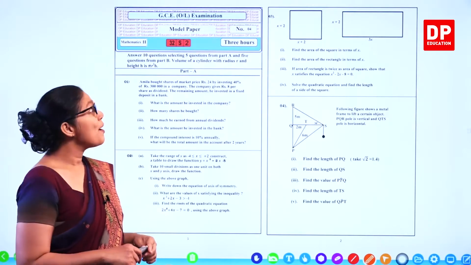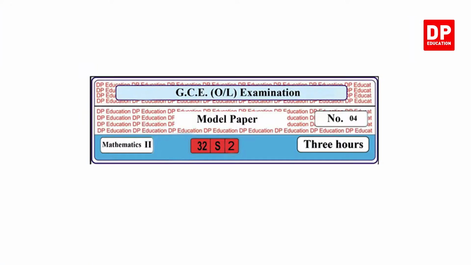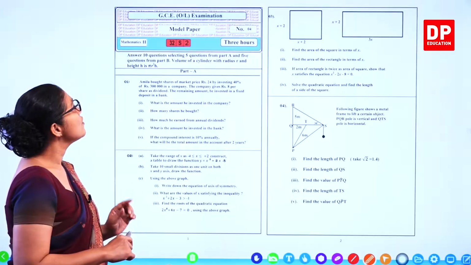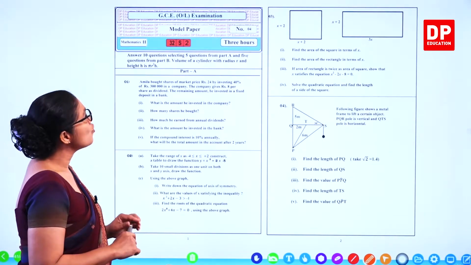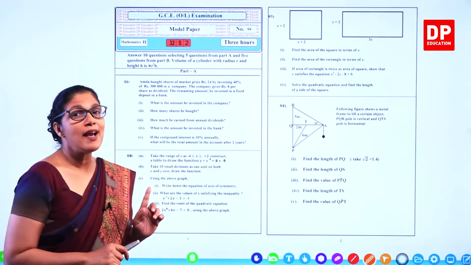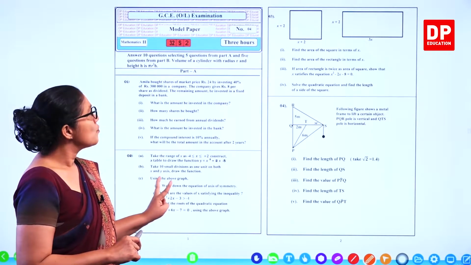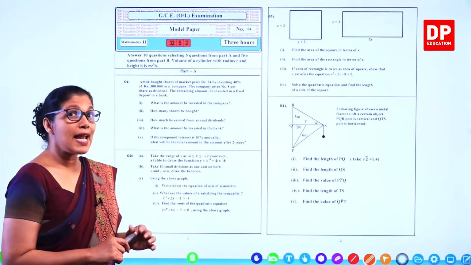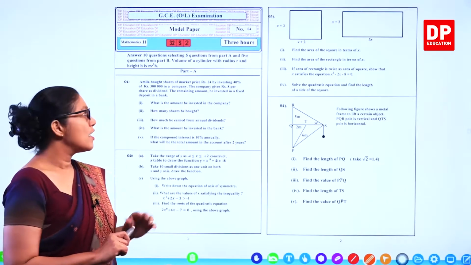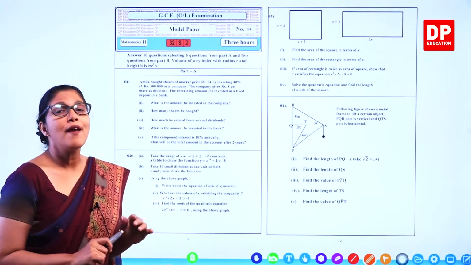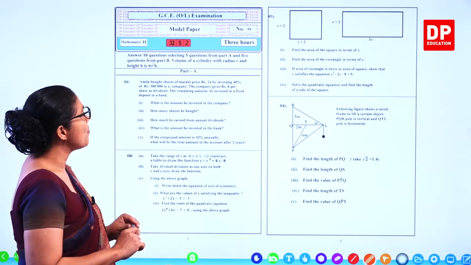Hello students, today I am going to do model paper for paper 2. So this is G.C.E O-level examination, mathematics 2 paper. You get 3 hours. This one you get 2 parts, part A and part B. Both parts you get 6 questions each and you have to do only 5 questions from each part.